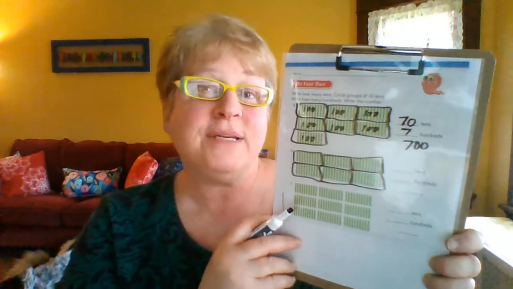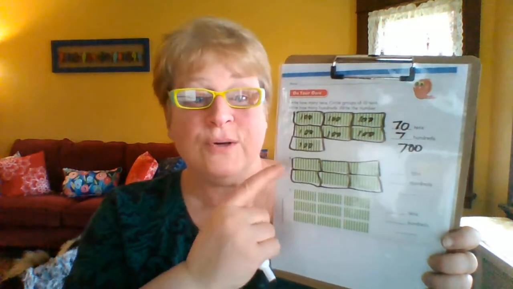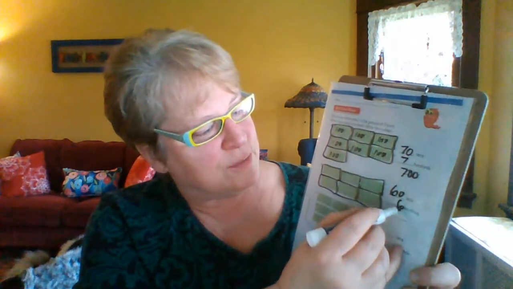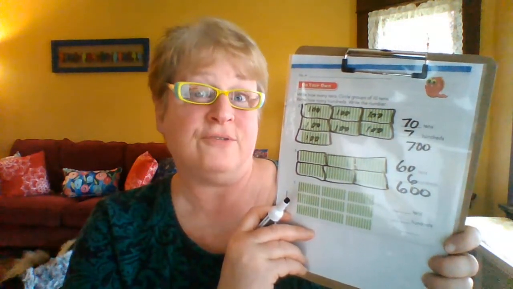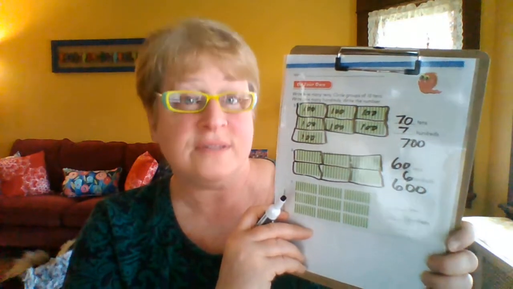So first we're going to count how many groups of 10 sticks we have. So here's one group of 10, two groups of 10, 3 groups of 10, so we can count by 10. 10, 20, 30, 40, 50, 60 tens. And how many groups of 100? 1 group, 2 groups, 3 groups, 4 groups, 5 groups, 6 groups. And how many do I have all together? 100, 200, 300, 400, 500, 600. So I have 60 groups of 10, 6 groups of 100, and 6 groups of 100 equals 600.